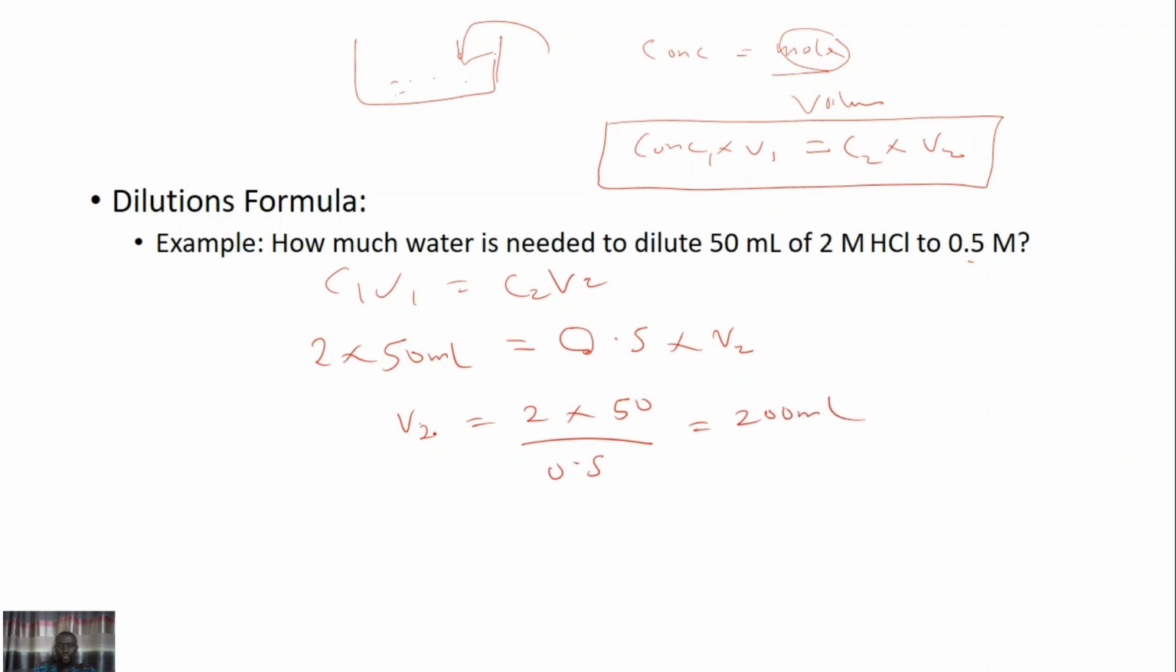Meaning that the final volume of the solution will be 200 mL, and we already have 50 mL in it. If we subtract the 50 mL that we already had, it means we will need 150 mL of water to be added to that solution to make it up to this concentration. Okay, because what was asked is how much water is needed. They didn't ask for the final volume of the solution. So take note of that.